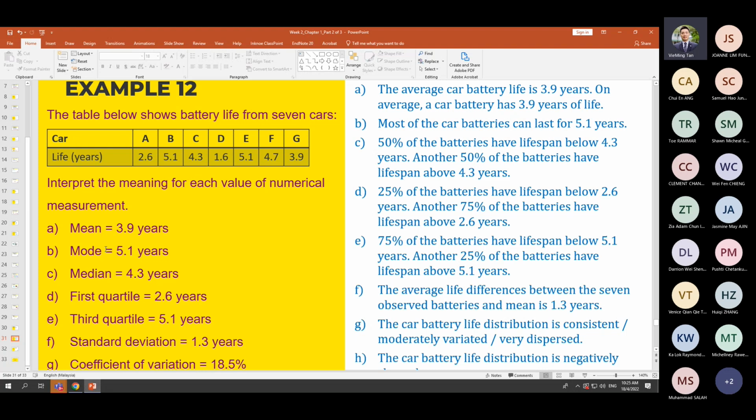Then how about the other 50%? The other 50% of the observed car batteries have a lifespan above 4.3 years. If you don't want to use above, you can say more than, higher than. We get 4.3 from this figure, so we substitute 4.3 here. The pattern to describe the median is to use the word 50% and substitute the value 4.3.